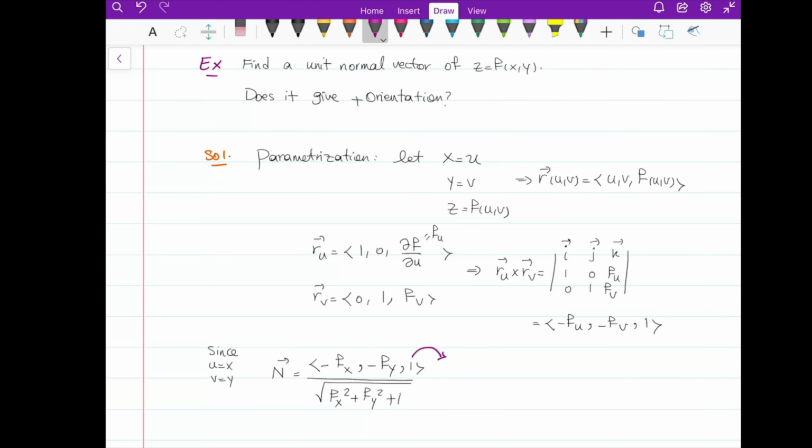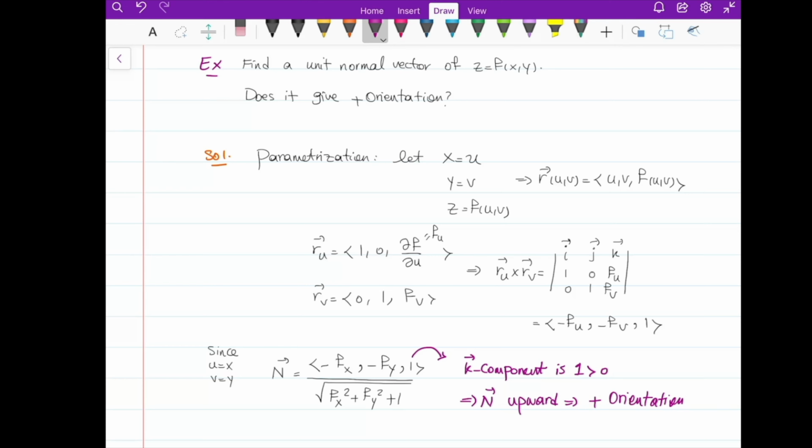Look at here. The third component, the k component, is 1, which is positive. So that's why n is upward, and n is upward, and so it's positive orientation. It gives positive orientation based on convention.